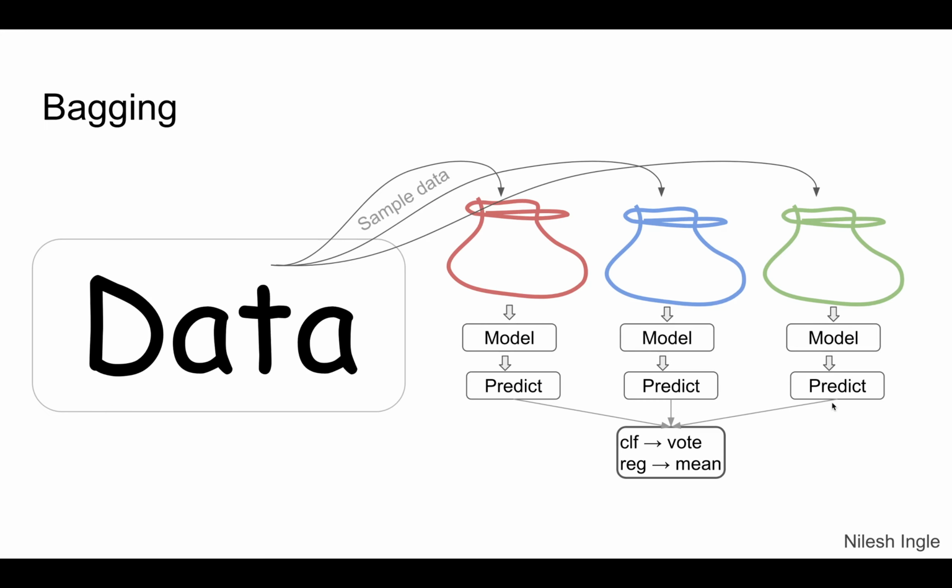So let's first look at bagging. A very simple intuition is if we have a set of data, what we do in bagging is we would sample bits of the data, then process it to get a prediction, and then based on either if it's a classifier or regression, we would either take a vote if it's a classifier.